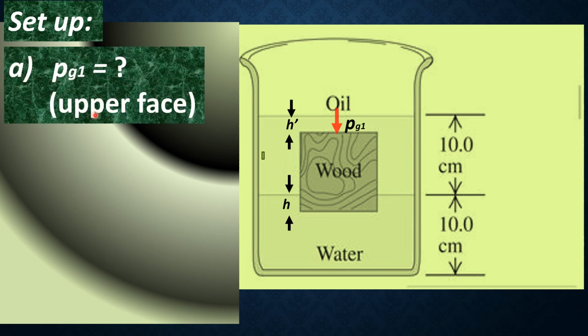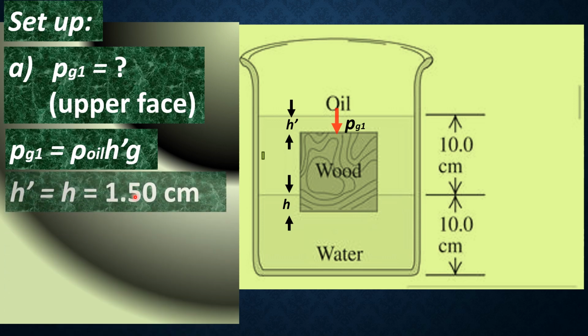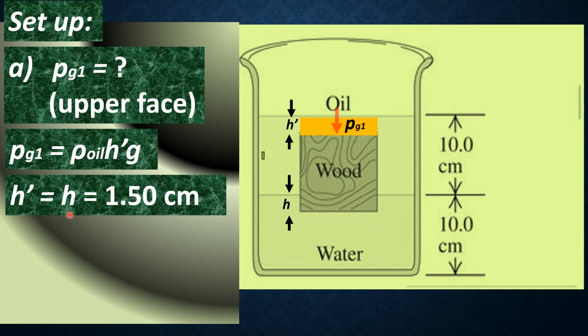To calculate the gauge pressure at the upper face of the block, we just use the formula P sub G1 equal to the density of oil times the depth h prime and acceleration due to gravity, where the depth h prime is in fact equal to the depth h, which is given in the problem to be equal to 1.50 centimeters.